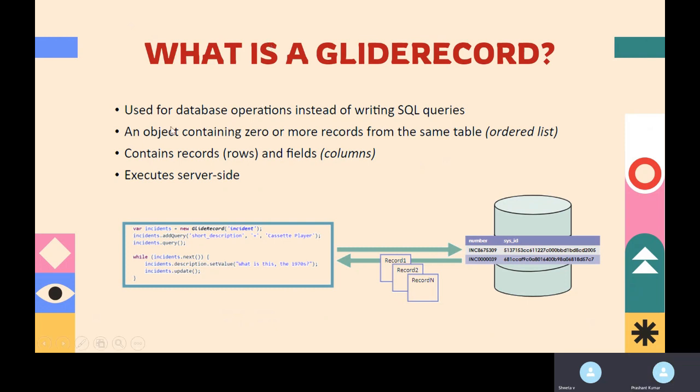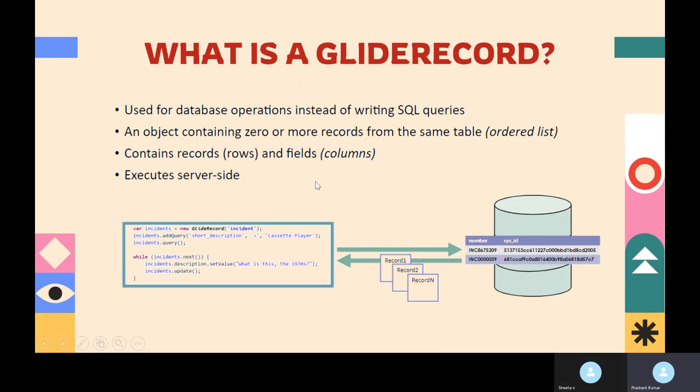It is used for database operations instead of writing SQL queries. So GlideRecord works just like SQL queries, but in ServiceNow we use it as a GlideRecord, and it executes on the backend as SQL queries. It contains records or fields and it executes on the server side.